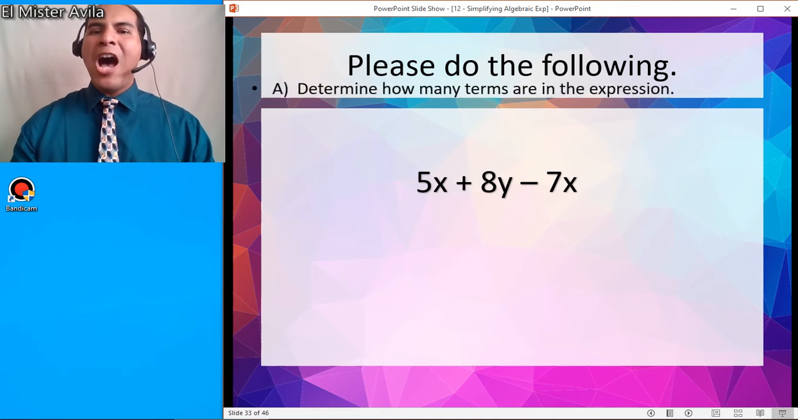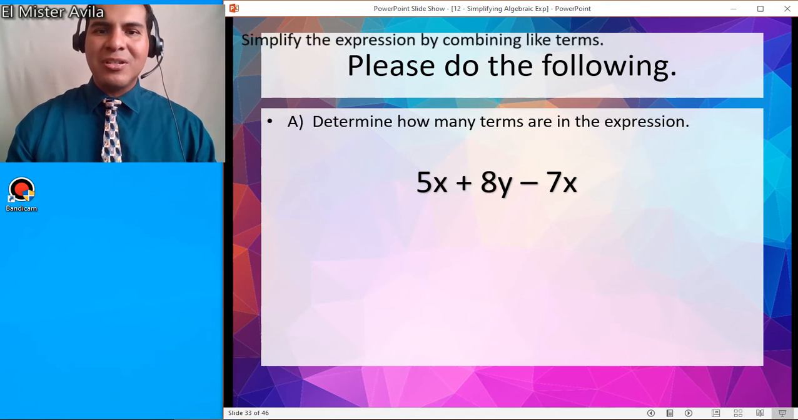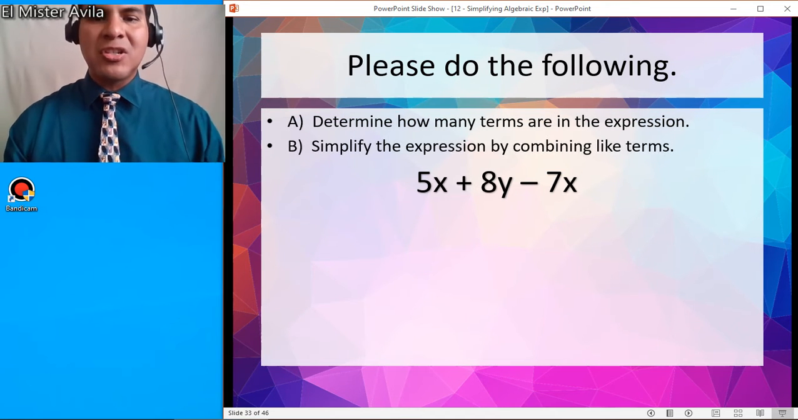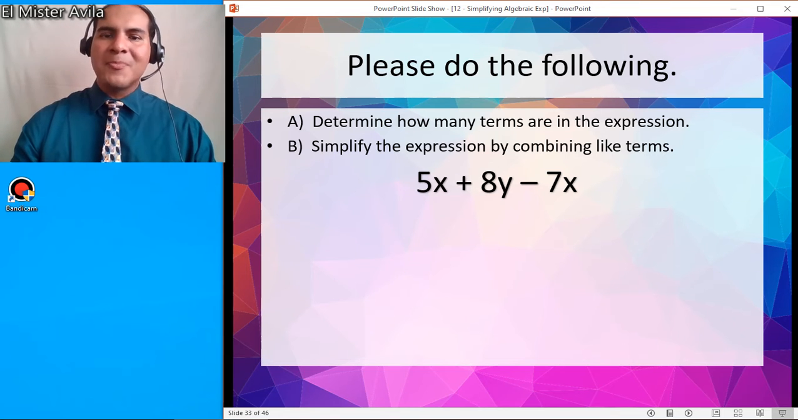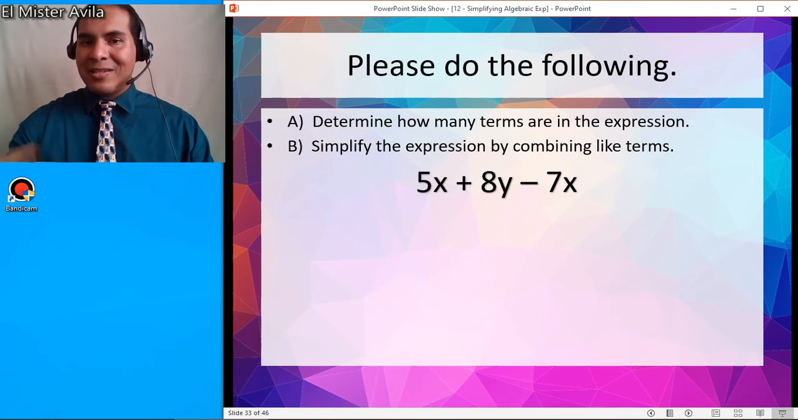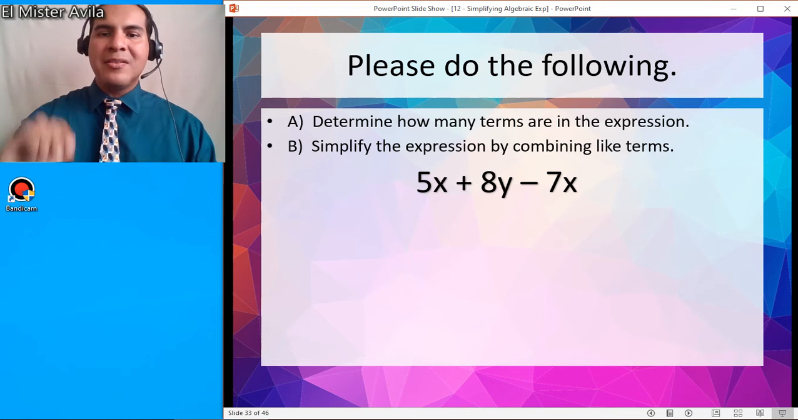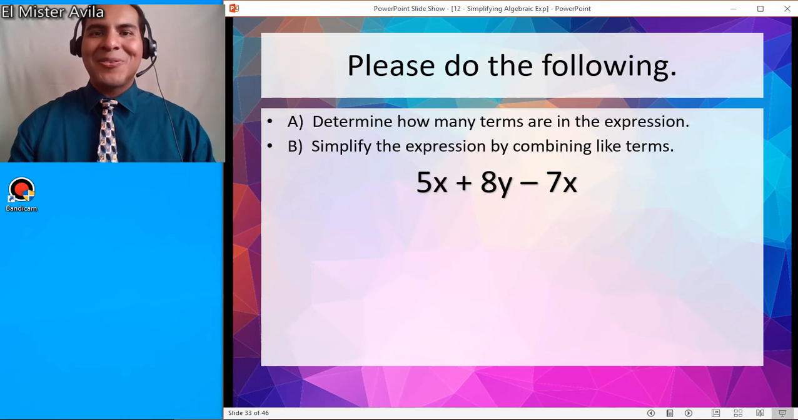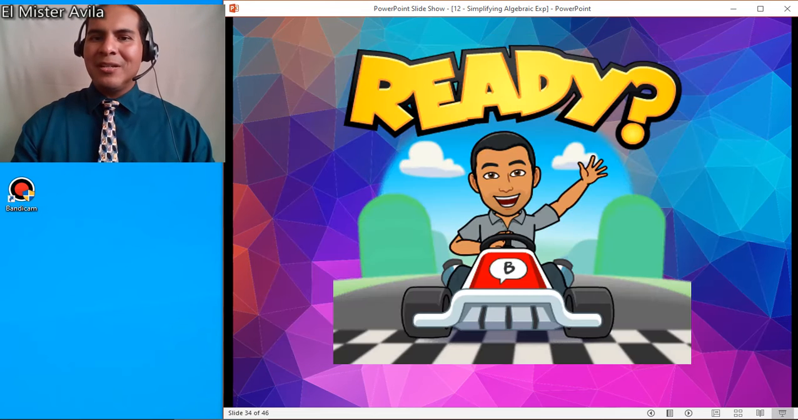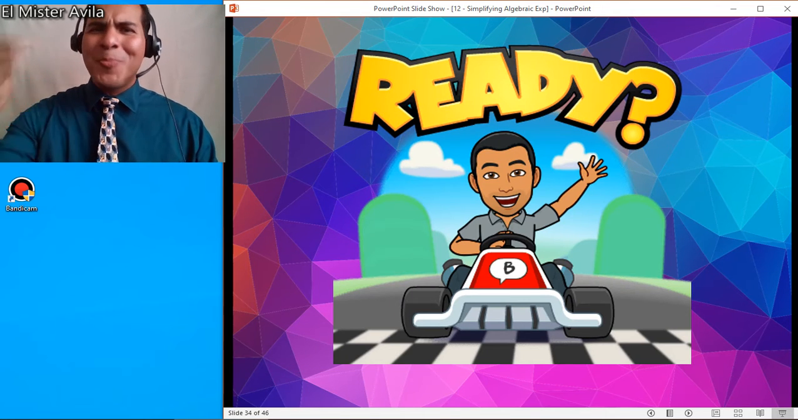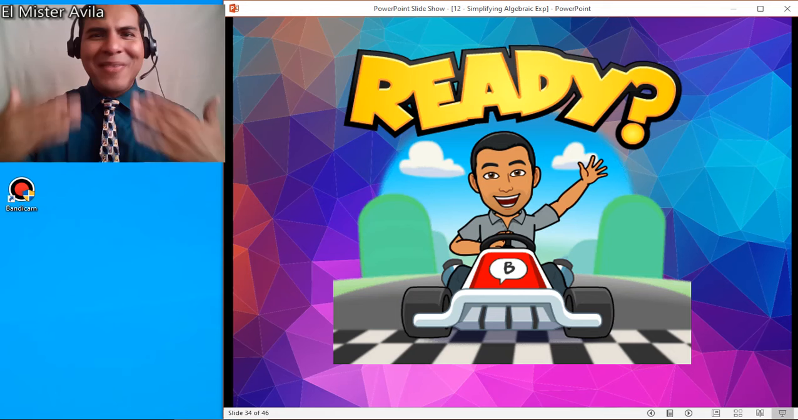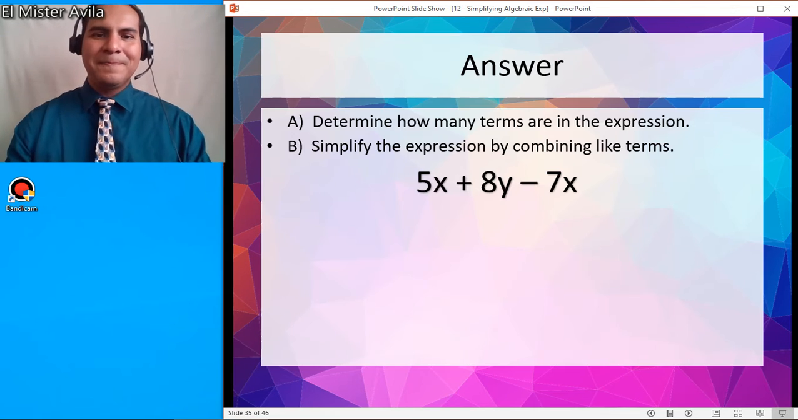Same thing. How many terms are in this expression? And then simplify the expression by combining like terms. Pause the video, write this down, and when you're ready, unpause, and we'll see how you did. Moving on in 3, 2, and 1. Are you ready for the answer? I hope you're doing these. You're not going to learn math just by watching. You have to do it.